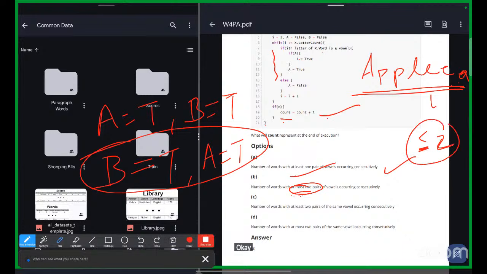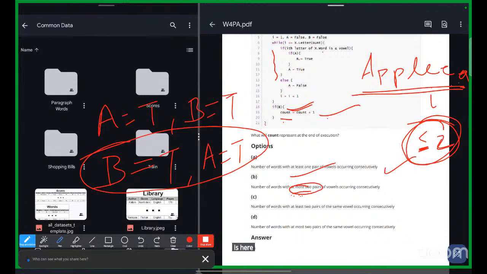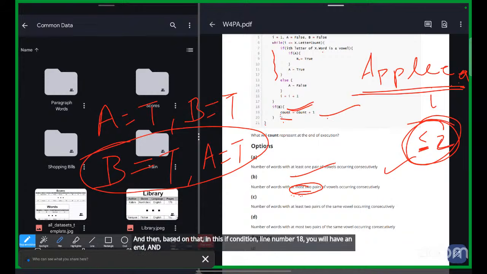Okay. This you have to add in your code, and all the other things will remain the same. Only this you have to implement, and where to add this is here. So you have to count the number of consecutive vowels, and then based on that, in this if condition, line number 18, you will have an and, and based on that and condition, you will add this part, and based on that, you will increment count, and then you will have option B as correct.